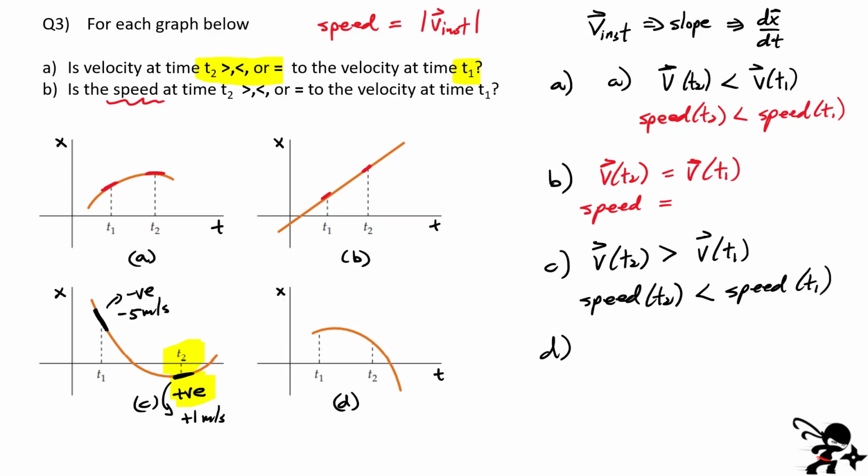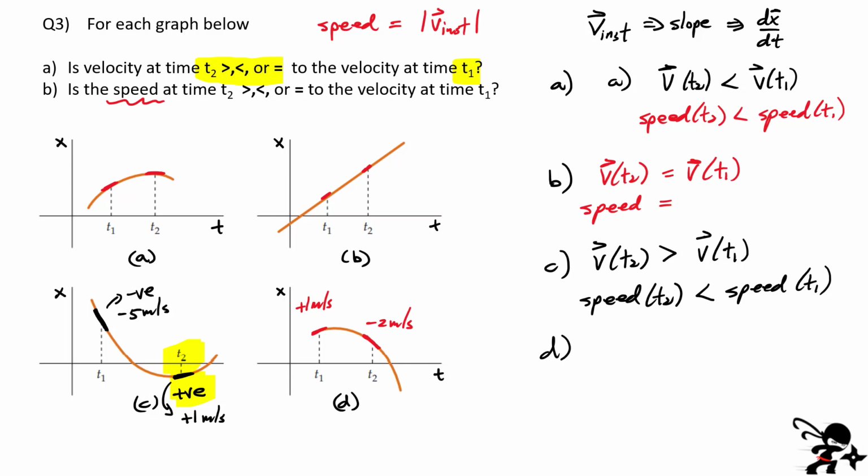All right, let's look at the last one here. Graph D, if I draw a mini slope here, I get a small positive value. Let's just assign a value to it, +1 meters per second. Let's go ahead now and do the slope at t2. Look what I get. I get a larger negative value, right? It's steeper than it is over here. So I may get -2 meters per second.